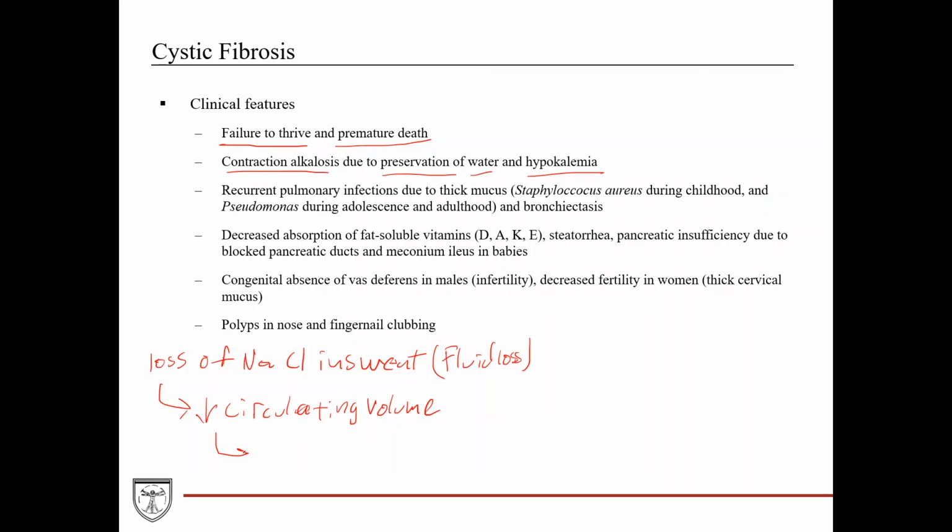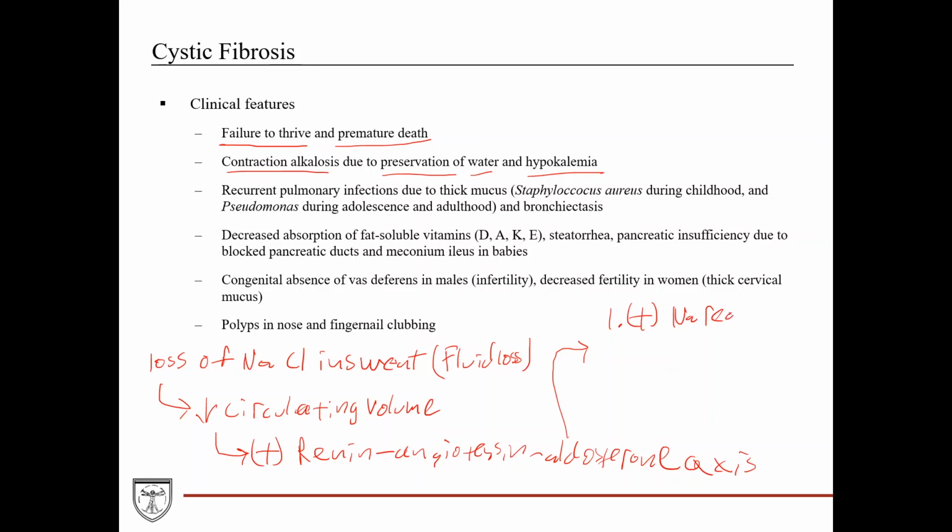And decreased circulating volume is then going to trigger the renin, angiotensin, aldosterone axis. And so really, if you remember aldosterone, aldosterone does kind of three main things to help restore circulating volume. So one, it's going to stimulate sodium reabsorption. And then two, as a byproduct of that, it's going to stimulate potassium secretion, which is how you get hypokalemia. And then three, it's going to stimulate hydrogen secretion as well.